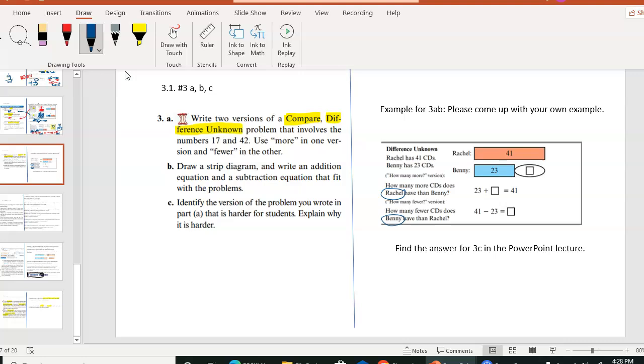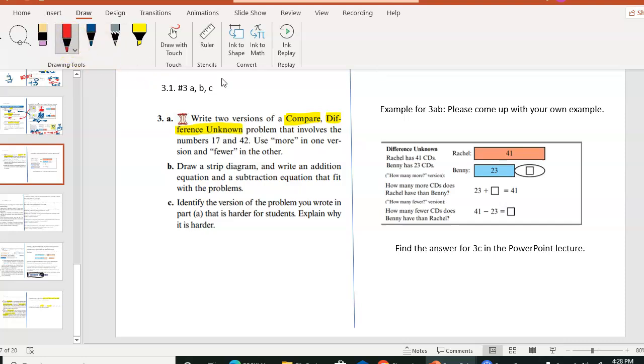But with either question, you will solve it by exactly the same thing, 41 minus 23. So although we could ask two different questions, the answer will be the same. If any of your students have trouble realizing it's always 41 minus 23, you could use the paper strip diagram to help them. So this is what we do.